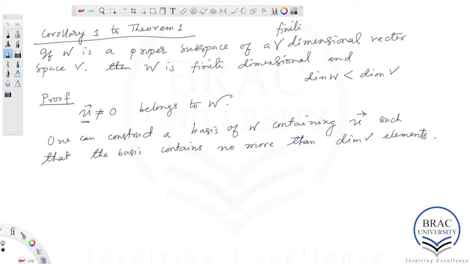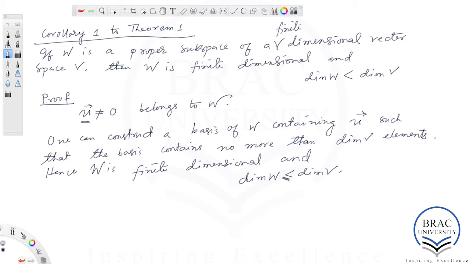Okay, so which means that W is finite dimensional, right? Hence W is finite dimensional and dimension of W is less than or equal to dimension of V. Okay, so there is an equality here that needs to be excluded, right, in order to prove this. So this is equation 3.